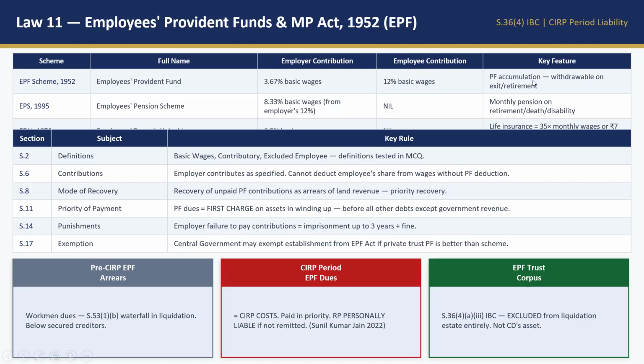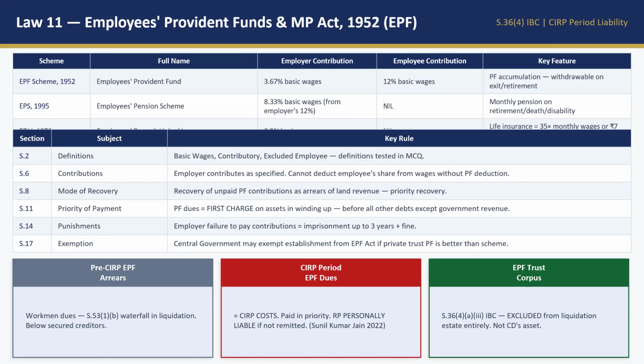So this PF accumulation is withdrawable on exit or retirement. And this amount which is deposited in the Employees Pension Fund scheme, it is payable as monthly pension on retirement, death or disability.